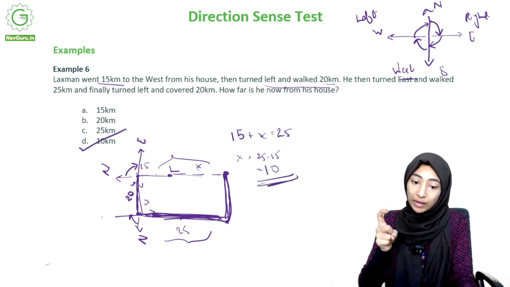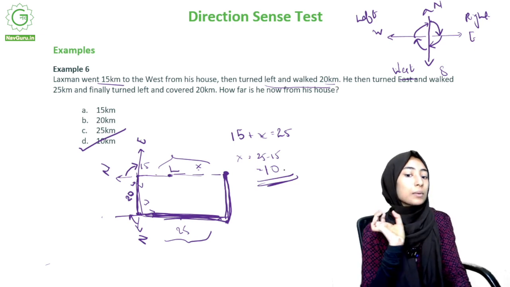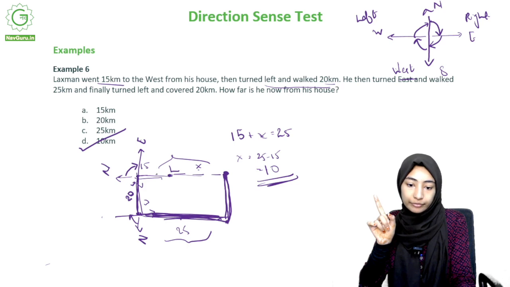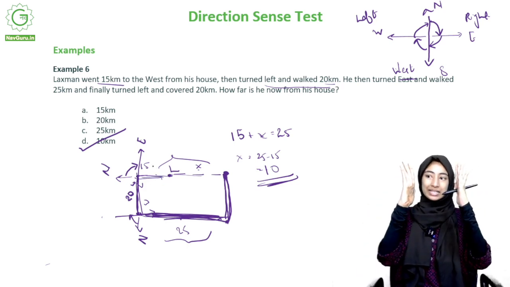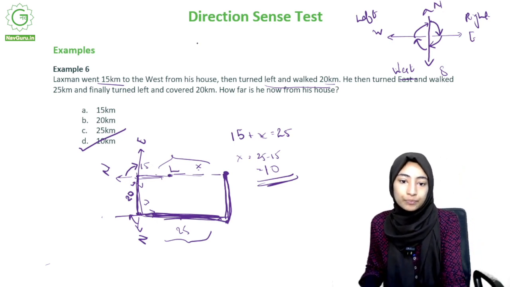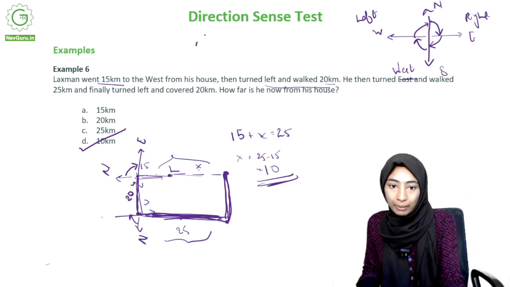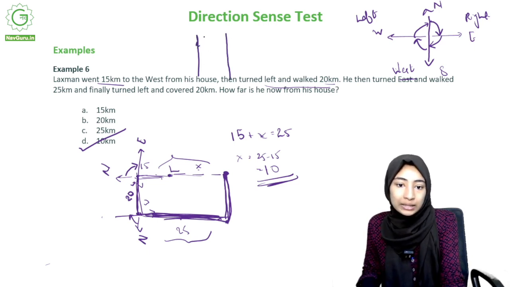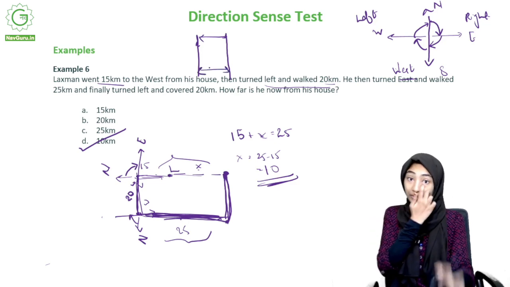Okay, so how far is he now from his house? The answer will be 10 kilometers. Okay, why? Because here you have parallel lines. So basically, if you have lines that are at the same width, then you can say that these two will be the same. Like, see, if I draw a, okay, I'm very bad at drawing, but if you draw a straight line here and a straight line here, this distance will be the same as this distance, right? Like, think of a ladder, for example.